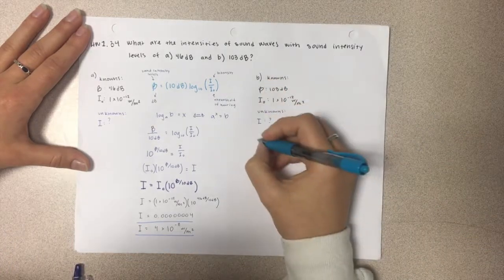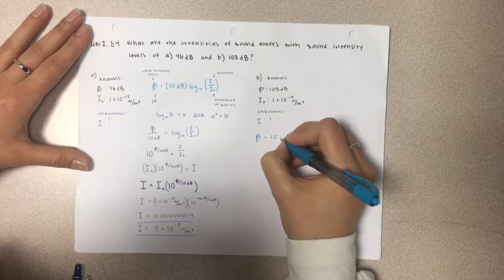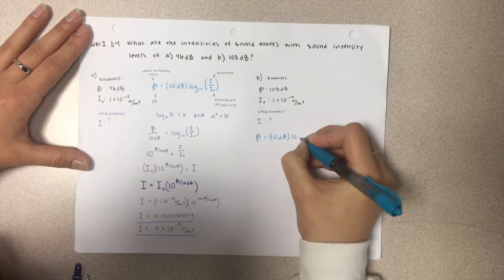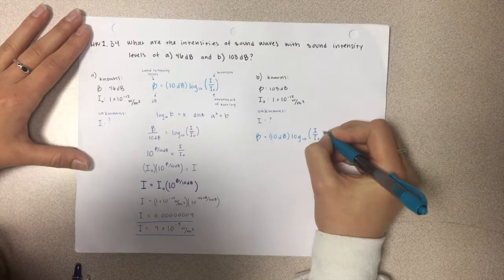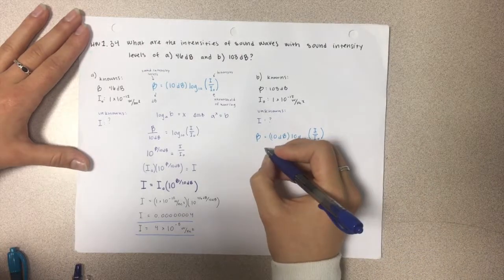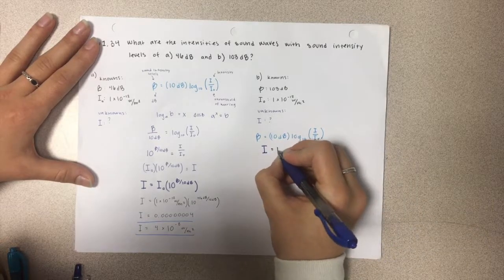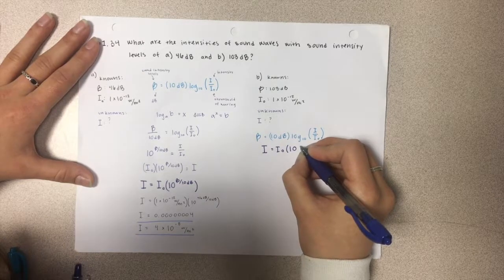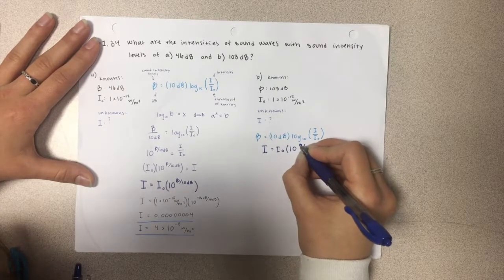Now we're going to use that same equation that the sound intensity level is equal to 10 decibels times log base 10 of sound intensity over the threshold of hearing. And we're going to use our same derived equation of intensity of sound waves is equal to the threshold of hearing times 10 to the sound intensity level divided by 10 decibels.